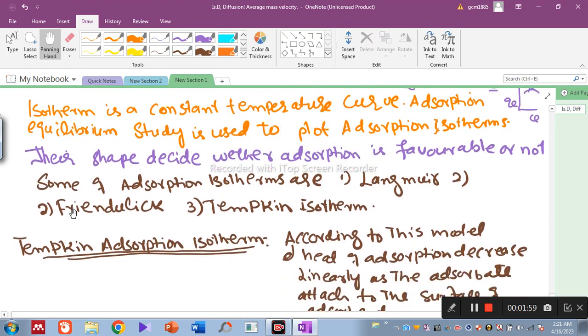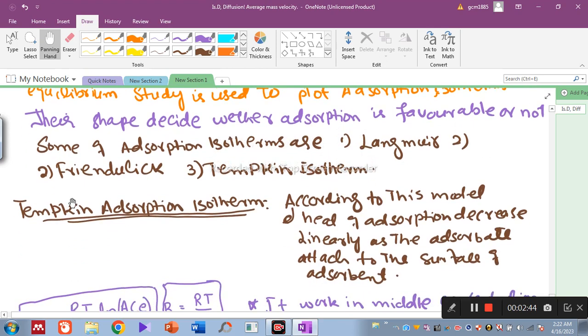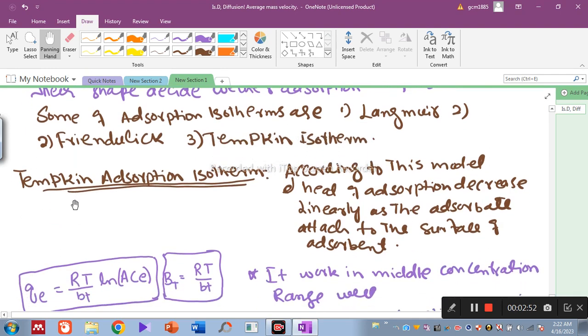There are various adsorption isotherms. For example, the Langmuir adsorption isotherm, the Freundlich adsorption isotherm, the Temkin adsorption isotherm, the combined Langmuir-Freundlich adsorption isotherm, and many more. But in this lecture, our main focus is on the Temkin adsorption isotherm. If you don't know about the Langmuir and Freundlich adsorption isotherms, I will put the links in the description of this video. Watch it and you will completely understand what the Langmuir and Freundlich adsorption isotherms are. These are the important adsorption isotherms. Now in this lecture we will discuss the Temkin adsorption isotherm.